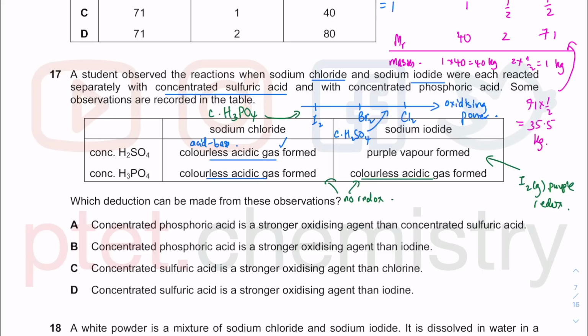So based on these oxidizing agents: concentrated phosphoric acid is a stronger oxidizing agent than iodine. That is actually wrong. It's actually a weaker oxidizing agent. So A is wrong. That is again wrong; it's actually weaker, based on the positions in this oxidizing power line diagram, which I've just drawn qualitatively. Concentrated sulfuric acid is a stronger oxidizing agent than chlorine. That is wrong, because it doesn't result in any pale green chlorine gas being formed, because it doesn't oxidize chloride to chlorine. So it's actually a weaker oxidizing agent than chlorine.